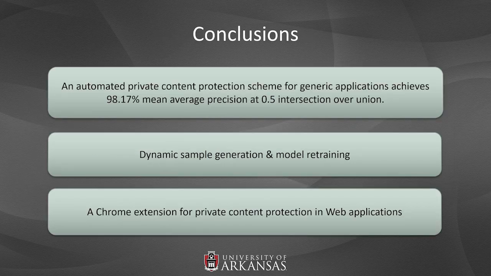To sum up this presentation, we have designed an automated private content protection scheme for generic applications and achieves 98.17% mean average precision at 0.5 intersection over union. And our work also contains a dynamic sample generation and model retraining module. And lastly, we developed a Chrome extension for private content protection in web applications.